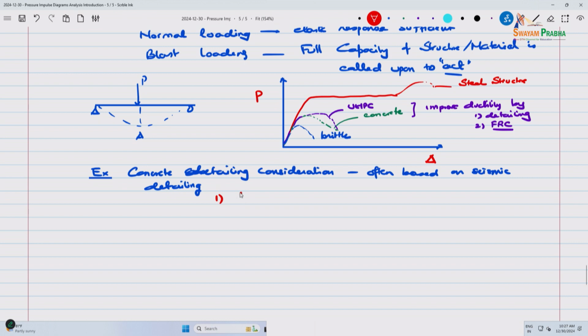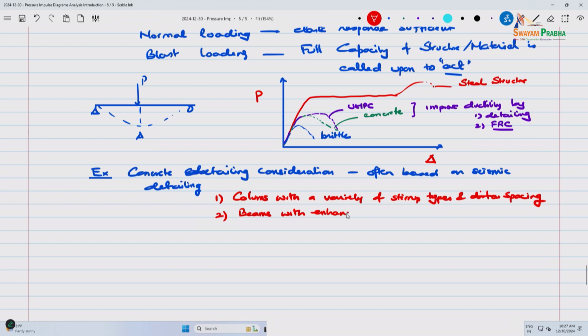So for example, columns with a different variety of stirrup types and spacing, I should say, not distances. Same thing with beams with enhanced shear detailing.